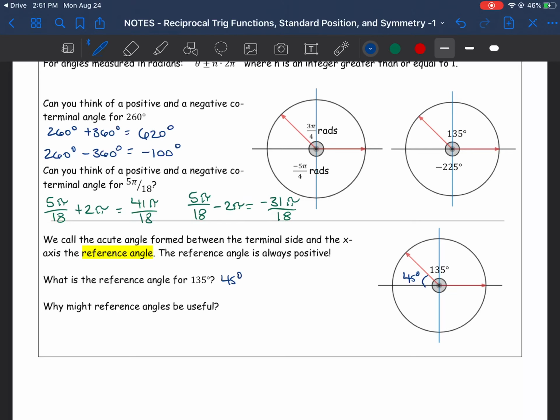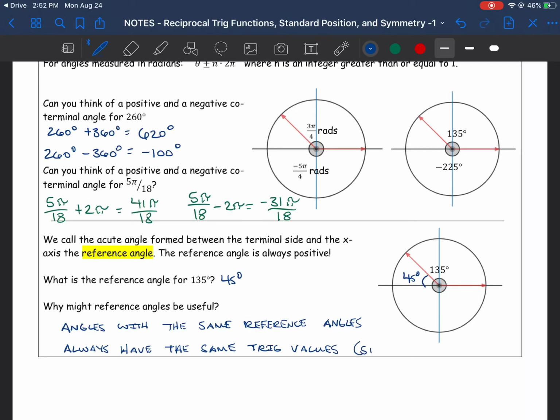Okay? So a question that might come up is, why might reference angles be useful? Well, it turns out that angles with the same reference angle will always have the same trig values. So let's go ahead and write that down. Angles with the same reference angles always have the same trig values. However, it's important to note that the sign may vary. Signs as in positive or negative.